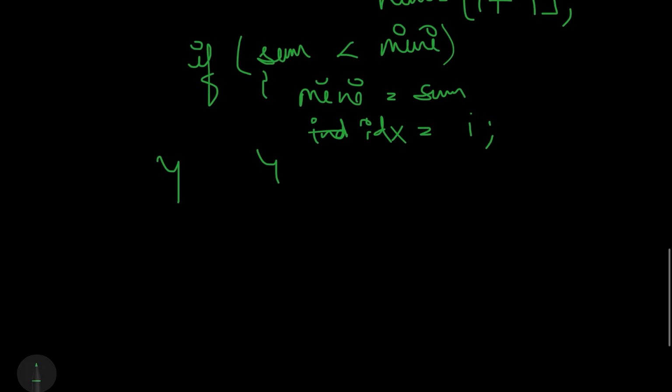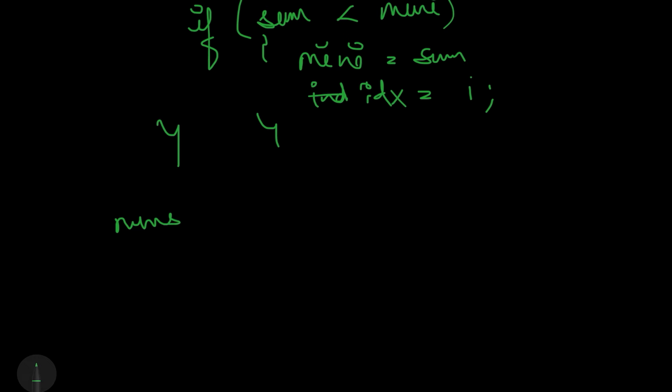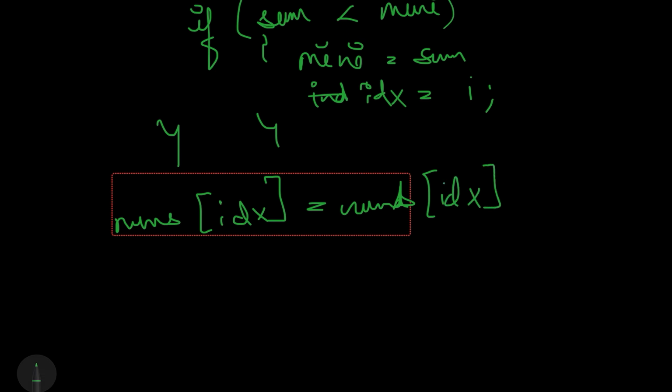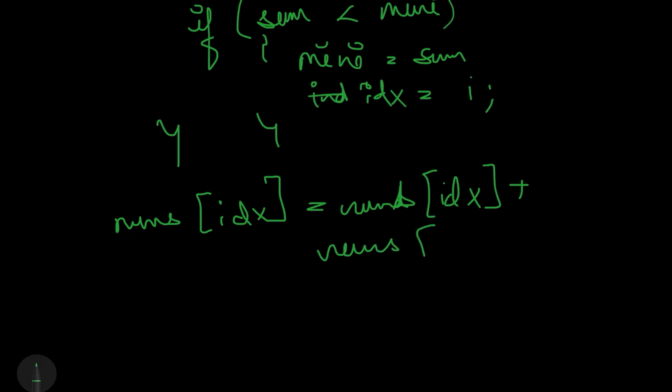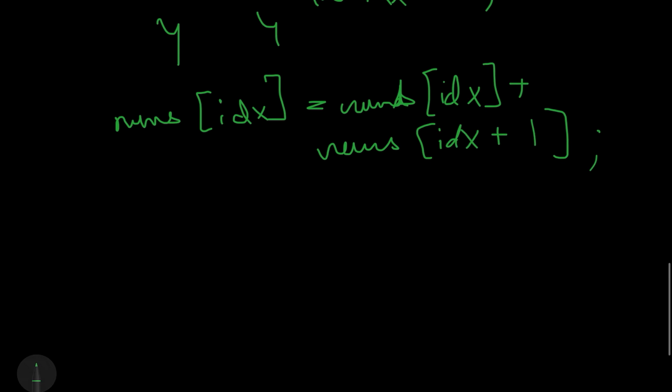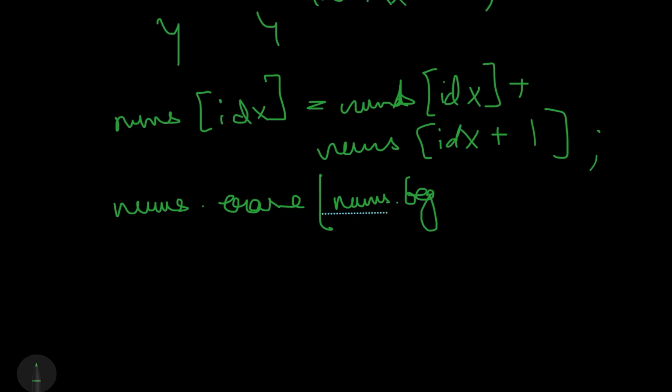And after iterating through this entire loop, what will we get? We'll get our nums of index, and we'll replace it with nums of index plus nums of index plus 1, that is the sum of the adjacent pair, and we have to remove those two numbers now. Then we'll simply erase nums dot begin plus index plus 1.